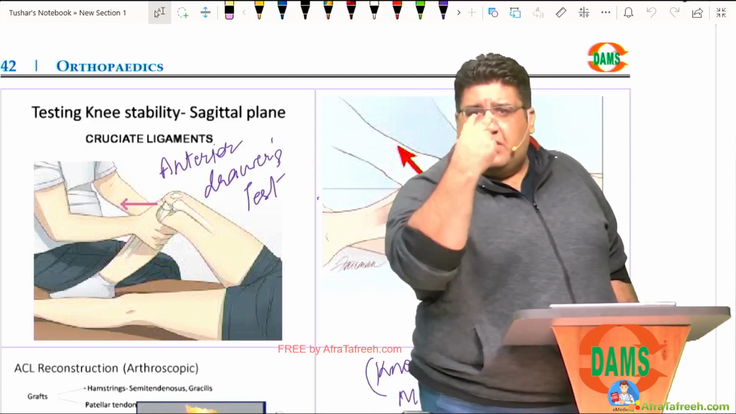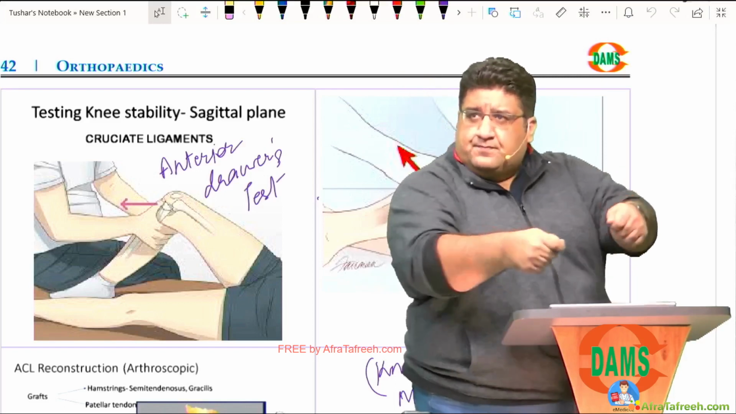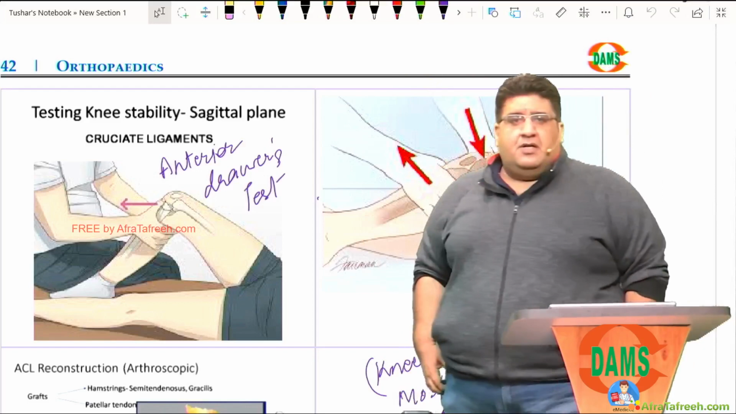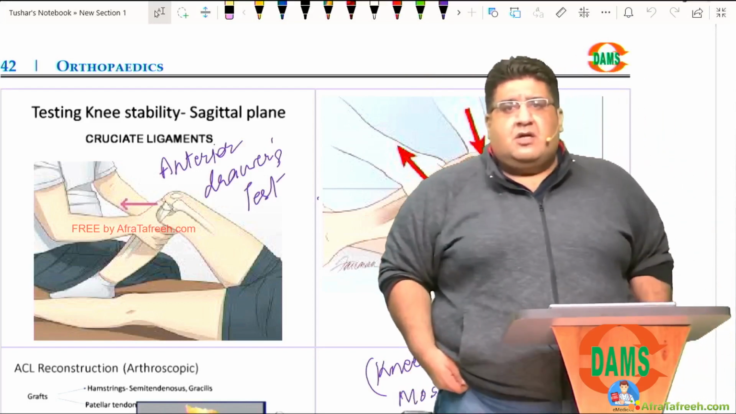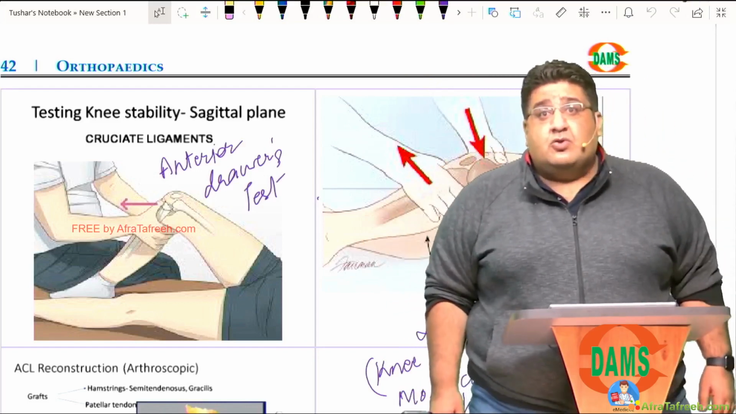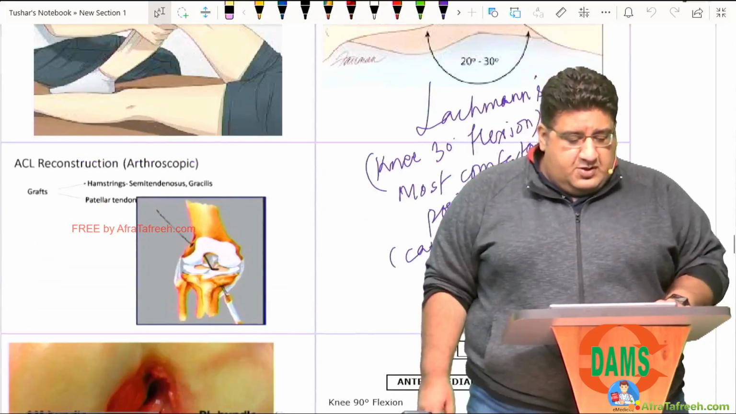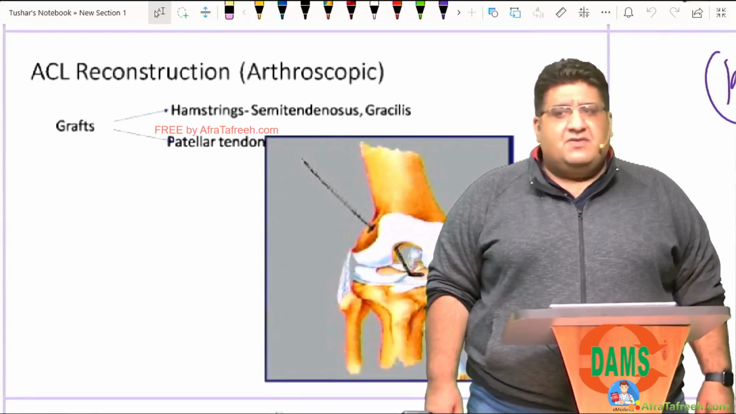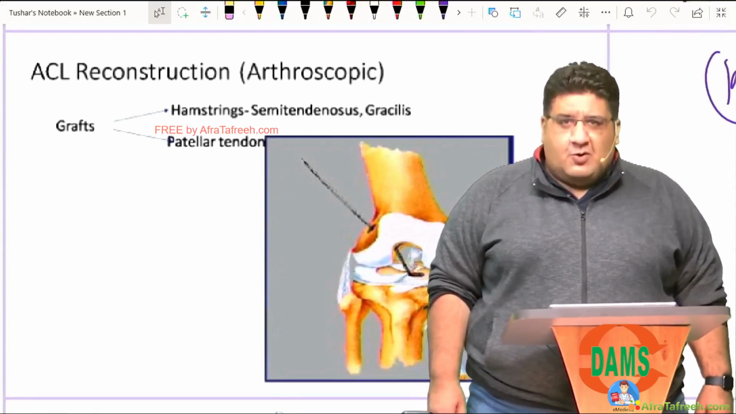But what is the gold standard investigation, most reliable investigation? Come on, speak up everyone. Arthroscopy. What is the treatment of choice? Come on, speak up everyone. Arthroscopic ACL PCL reconstruction. We will not talk about it.